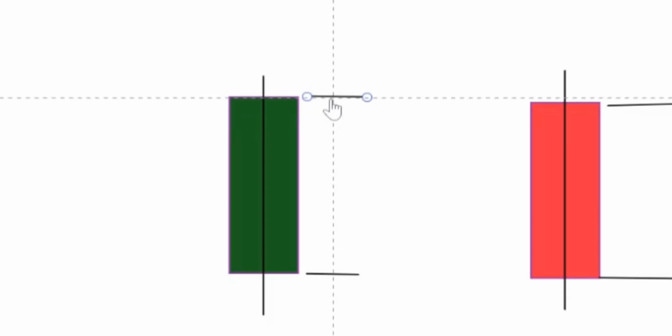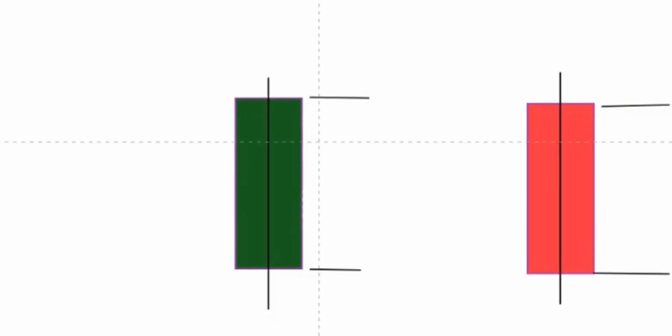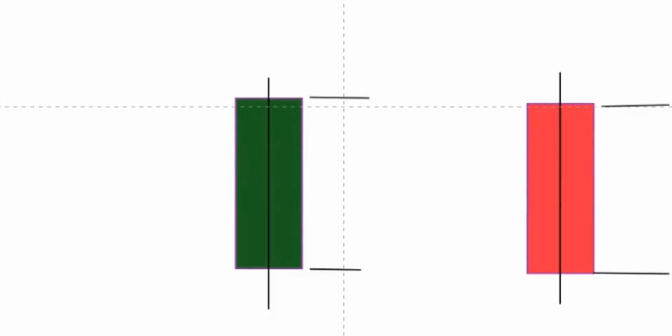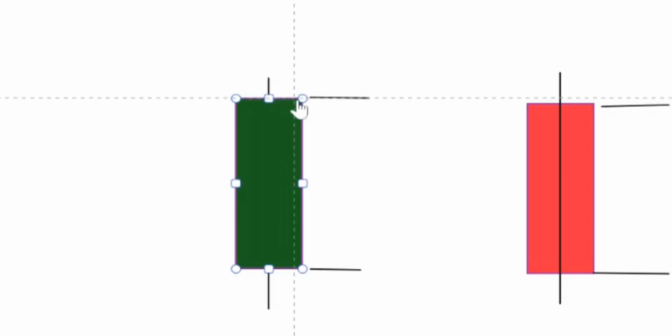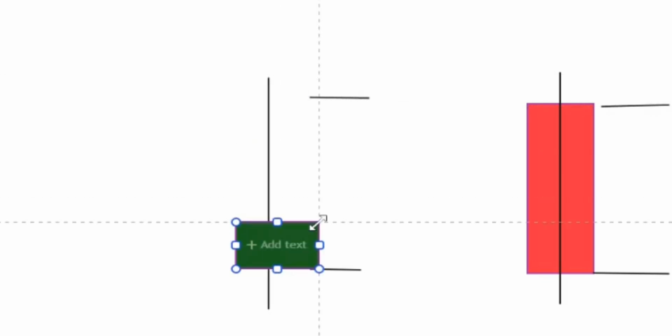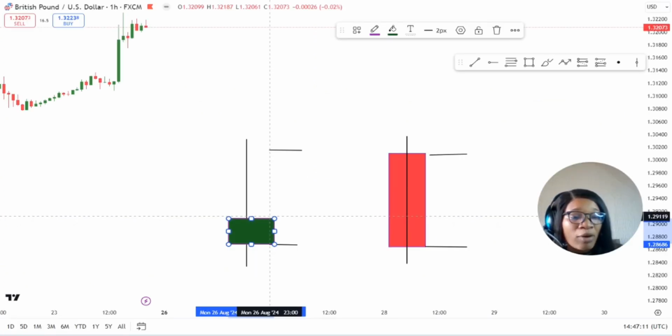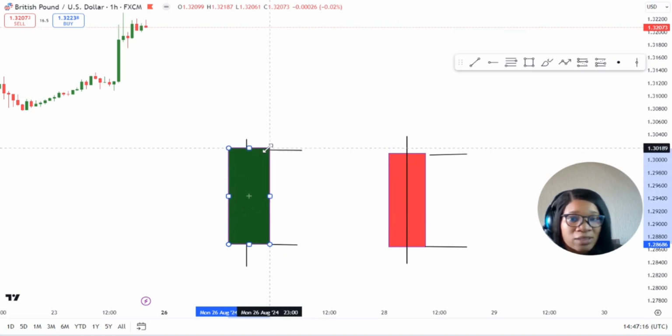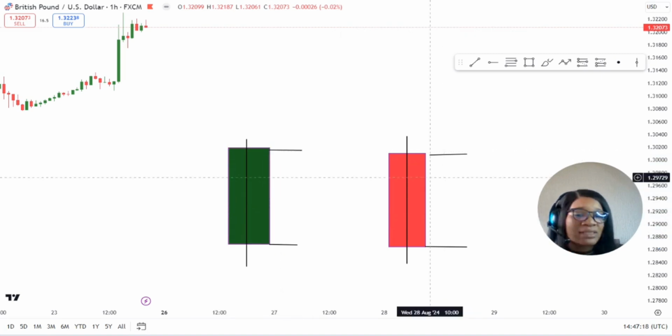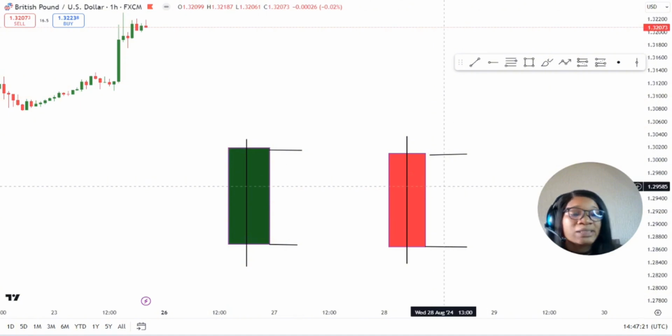Okay, so price started from somewhere below, and then still ended above. When price closes in a particular candlestick above the price it opened at, it is a bullish candle. So it may not necessarily be this size, it may be somewhere down here, but as long as the close price is above the opening price, it is a bullish candlestick. Okay, now let's look at the bearish candle or the sell candle.